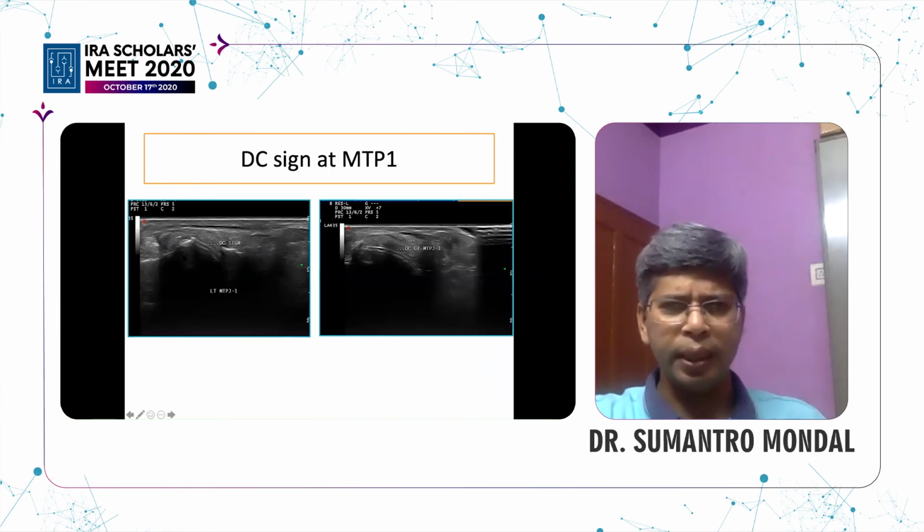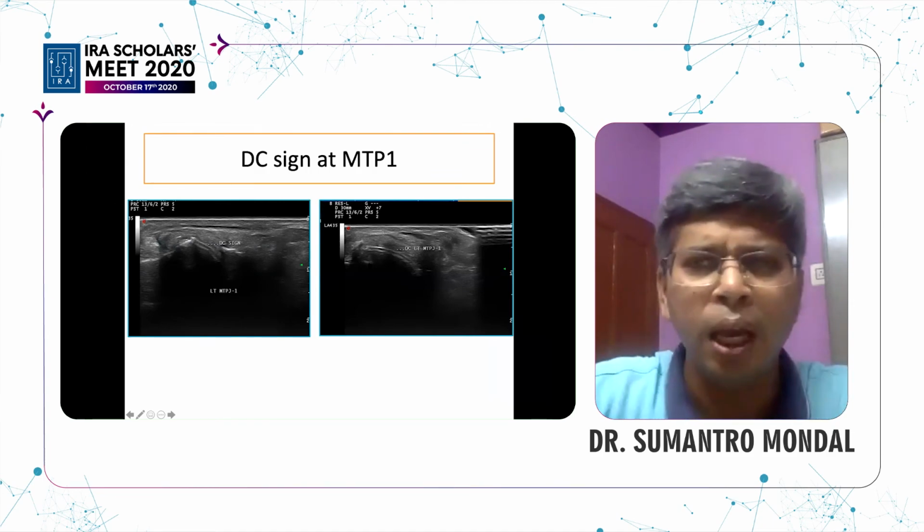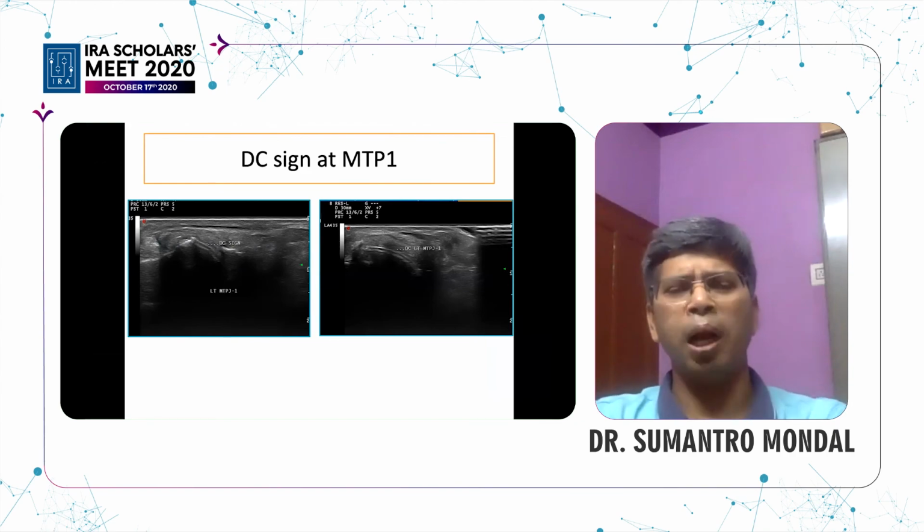If you look at the MTP joints, it looks like this. This is the bony MTP head cortex, and this is the double contour sign. This is the longitudinal axis, and this is the transverse axis. So that is how we diagnose gout. Basically, these are all known patients of gout in whom ultrasound was done.